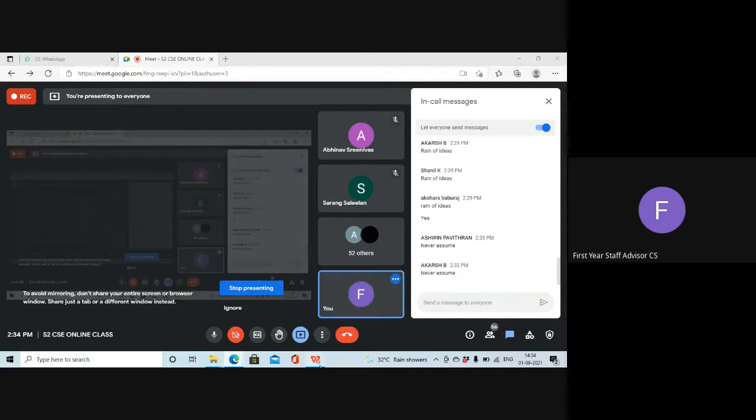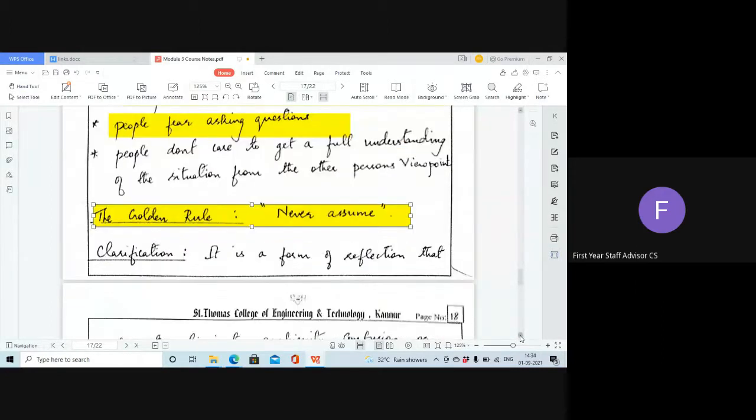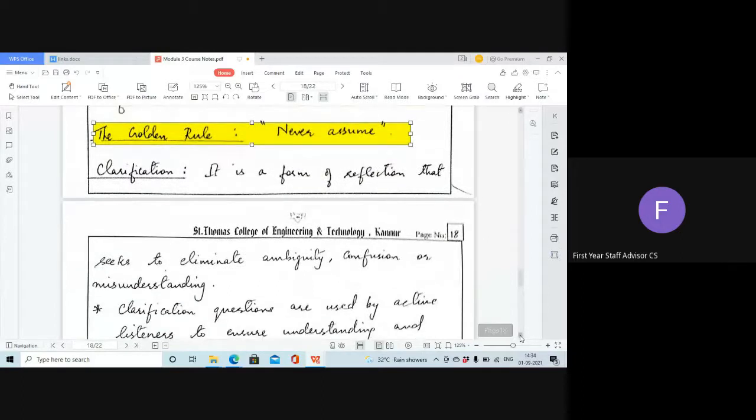Then next, we are going to be looking at questioning and clarification. Clarification is clearing what has been said. It is a form of reflection that seeks to eliminate ambiguity. That is, all these confusions and misunderstandings can be eliminated by clarifying what is being asked.